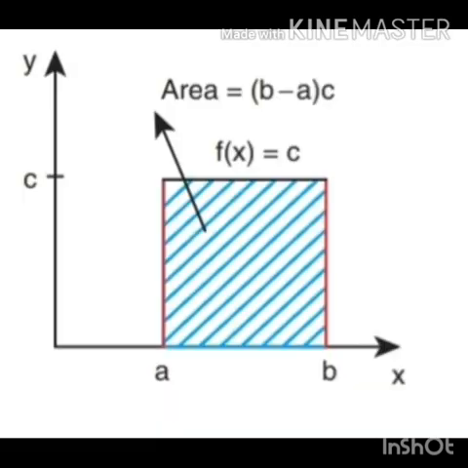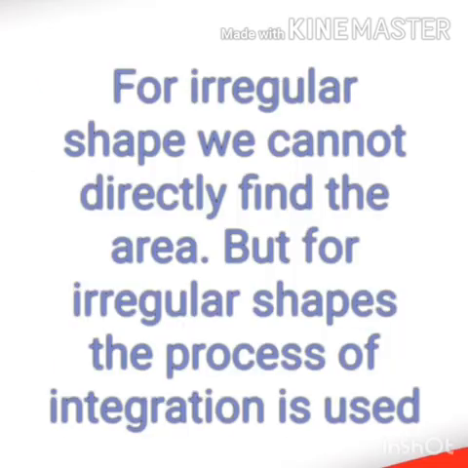Consider, for example, that the area of a rectangle is given. There are two axes, the x-axis and the y-axis. The f of x is equal to c. Therefore, the breadth is taken along the x-axis. Therefore, the area is equal to b minus a into c.